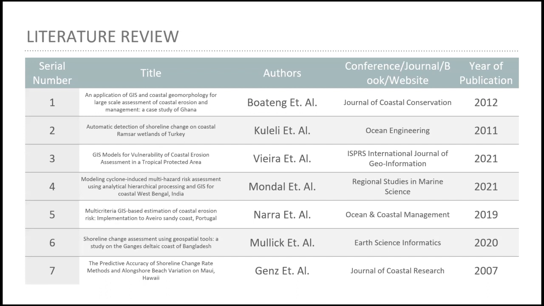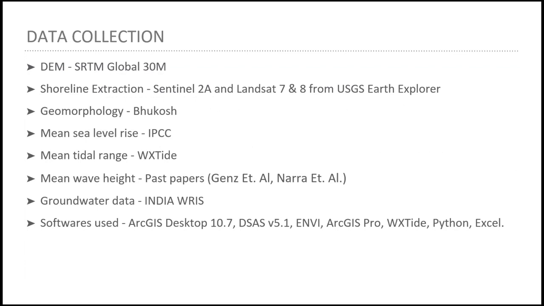So data collection: there are six parameters which are needed in CVI calculation. Those are slope, geomorphology, mean sea level rise, mean tidal range, mean wave height. So DEM we collected from SRTM Global 30 meters. Shoreline extraction was done from Sentinel 2A and Landsat 7 and 8 from USGS Earth Explorer. Geomorphology we got from Bhukosh. Mean sea level rise from IPCC. Mean tidal range from WXTide software. Mean wave height from past papers. Groundwater data from India WRIS. And the software used were ArcGIS Desktop, DSAS, ENVI, ArcGIS Pro, WXTide, Python, Excel, etc.